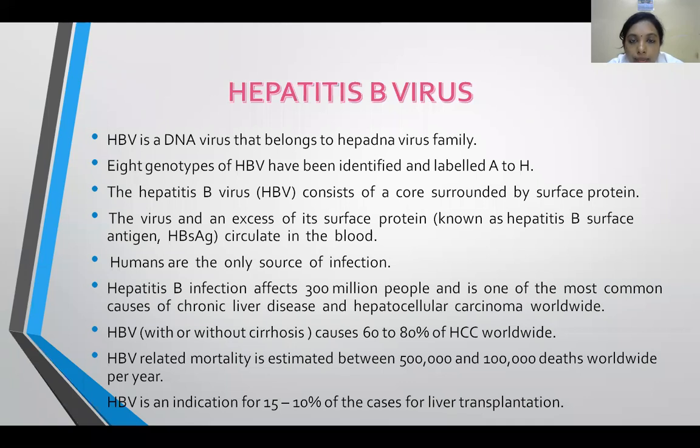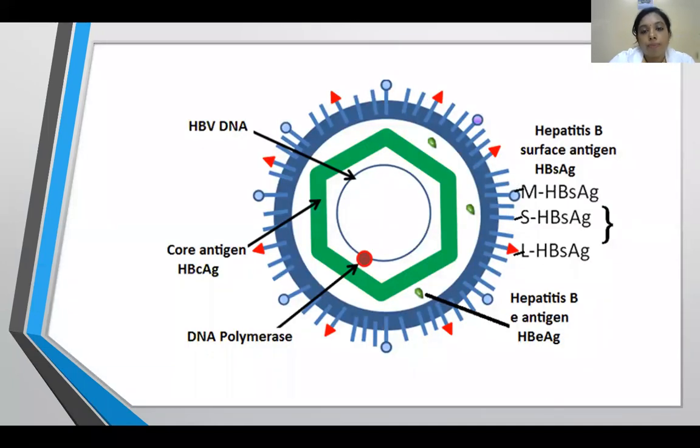So these are the major points. 60 to 80% causes hepatocellular carcinoma, and 10 to 15% of cases are for liver transplantation. This slide shows the structure of the hepatitis B virus. This is most important in acute as well as chronic. Today I will be discussing both, brushing up your knowledge of acute and going into the details of the chronic. This is a small DNA virus with unusual features similar to that of the retrovirus.